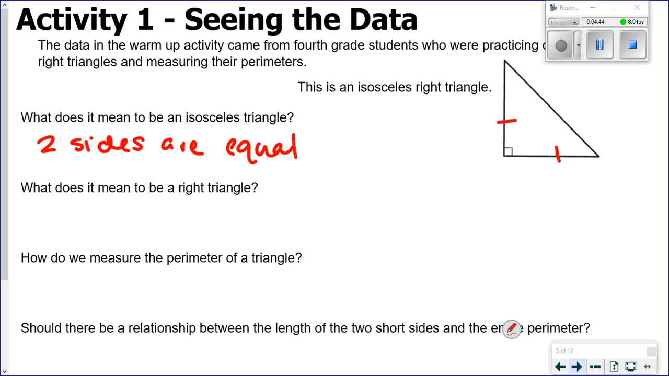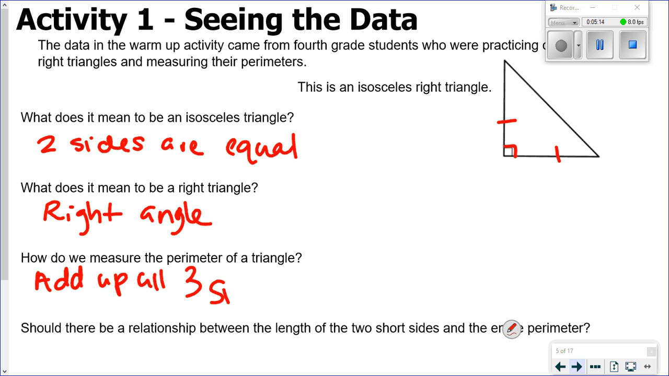What does it mean to be a right triangle? That obviously means there is a right angle present in the triangle, right? So there is a right angle, and that is notated, we know, with that little box in the corner. How do we measure the perimeter of a triangle? Reminder that to measure the perimeter of any figure, it's just adding up all the sides. So in this specific figure, adding up all three sides would give us the perimeter.